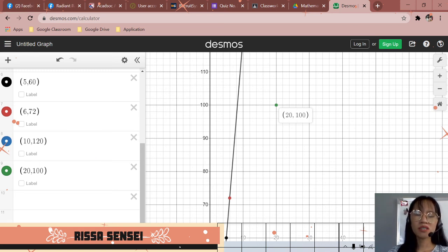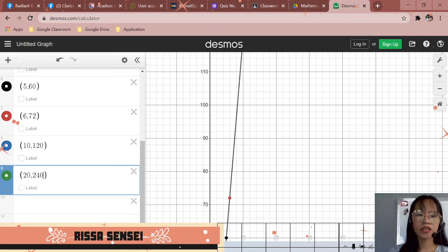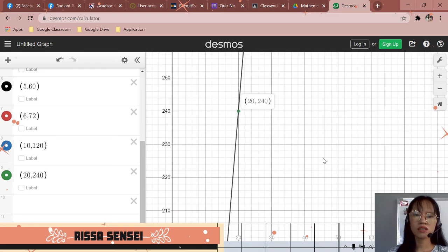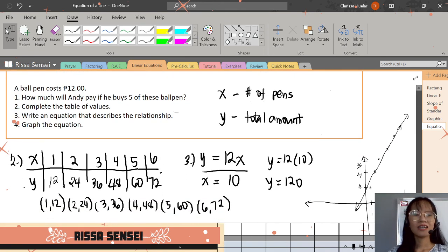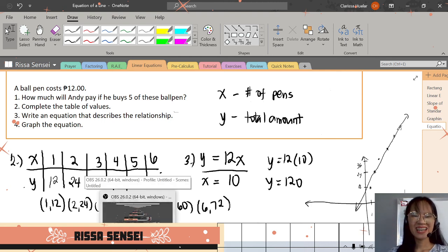Kasi nga, obviously, kapag 10 ballpen, that's 120. So, ano dapat? So, that's 20 times 12 equal to 240. Tingnan natin kung nasa 240 na nga. Ayan. So, nasa mismong linya na siya. Okay? So, kapag wala yung point sa mismong line, magtaka kayo, mali yung point na yun or mali yung nakalagay sa table of values. Okay? So, ayun lang. I hope na naintindihan nyo na to. If you have questions, you may ask me. Bye.